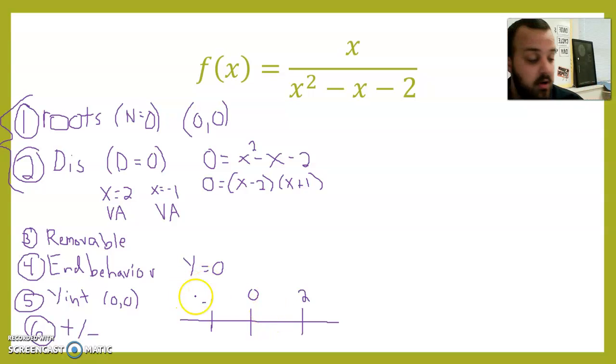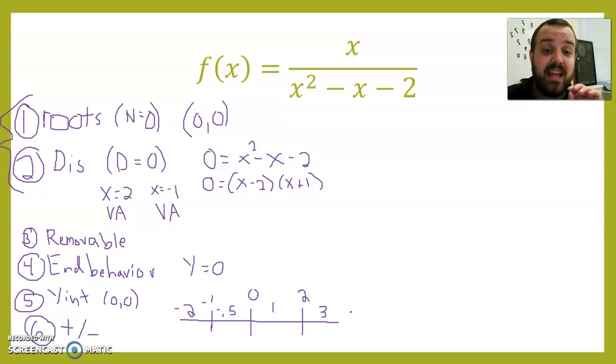For example, I want a number that's less than -1. Let's say I pick the number -2. Okay, that's less than -1. That would be in that range. I could then pick a number in between -1 and 0, let's say -0.5 or negative half. A number between 0 and 2, let's say I pick 1, and a number greater than 2, let's say I pick 3. What I'm going to do is plug these numbers into my function and see if I get a positive or a negative number out.